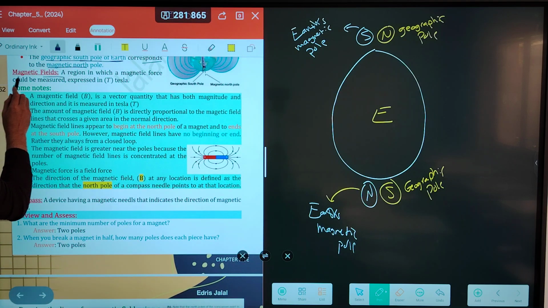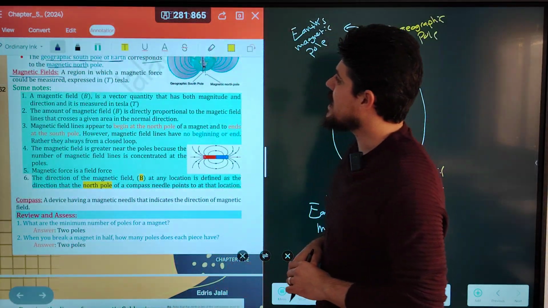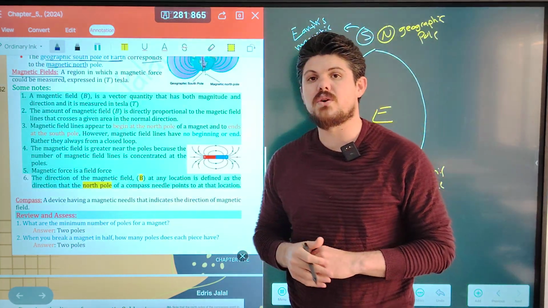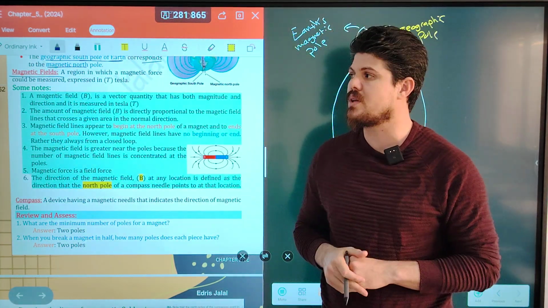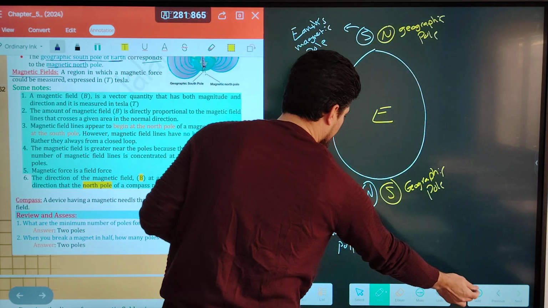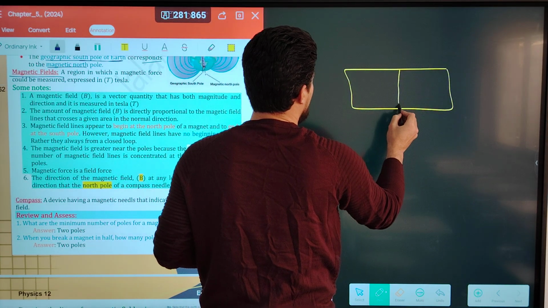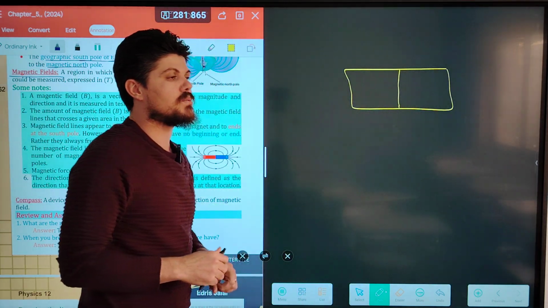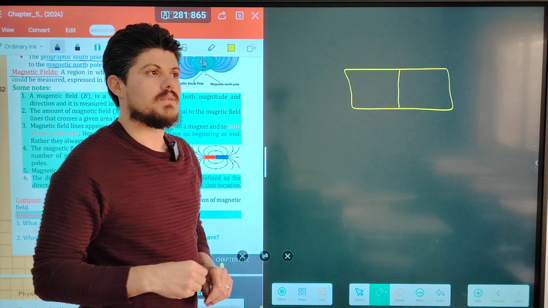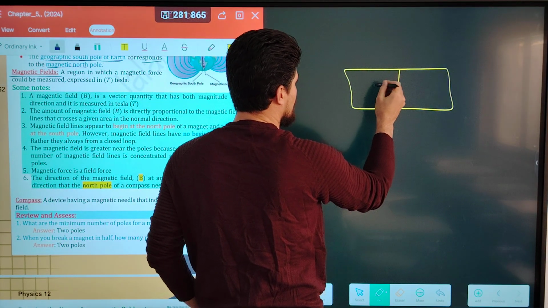What is a magnetic field? A magnetic field is a region in which a magnetic force could be measured. The magnetic field lines are invisible, so we cannot see them with our naked eye, but we can observe the magnetic field lines with iron filings, like pieces of magnetic material.